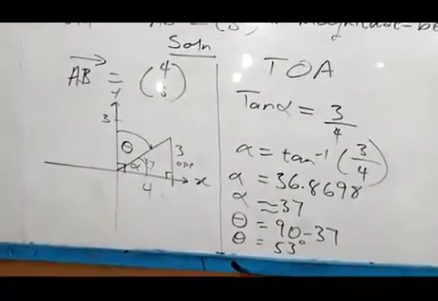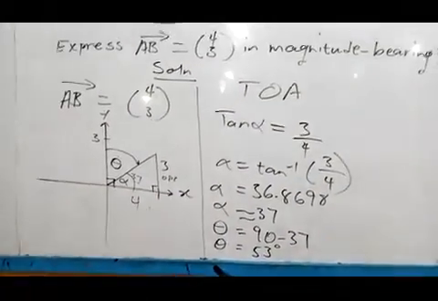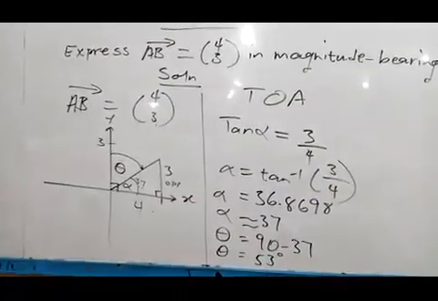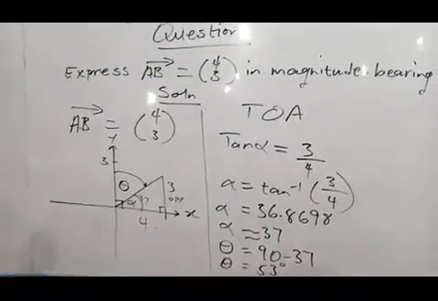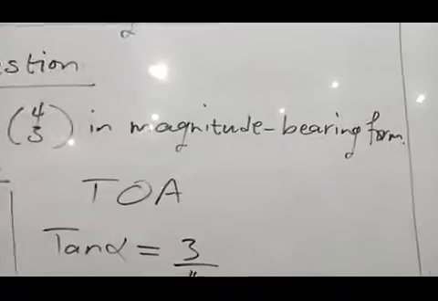Now we are not done. This is just the bearing of it. So let's move on to the distance. The question is asking to leave it in magnitude bearing form. We have found the bearing. Now let's look for the magnitude.